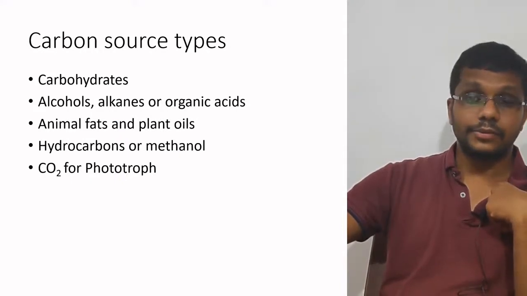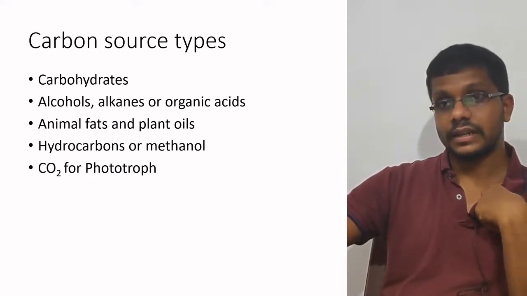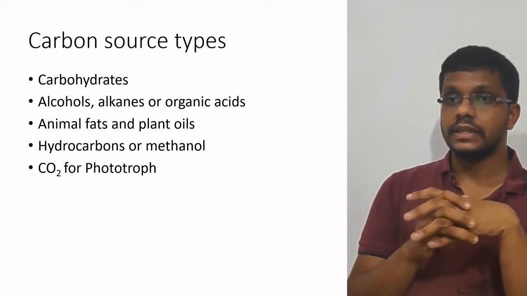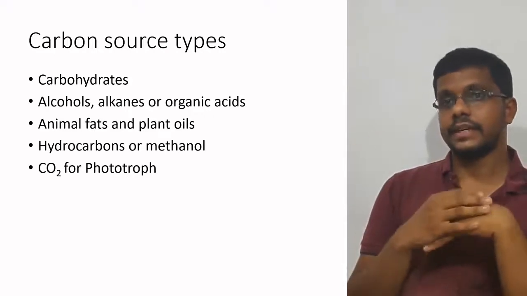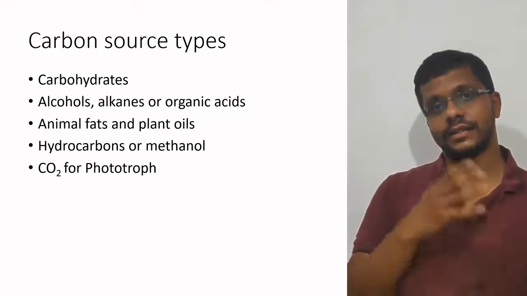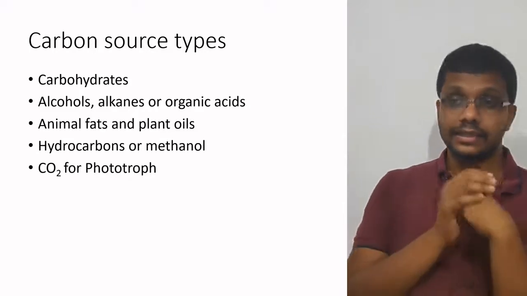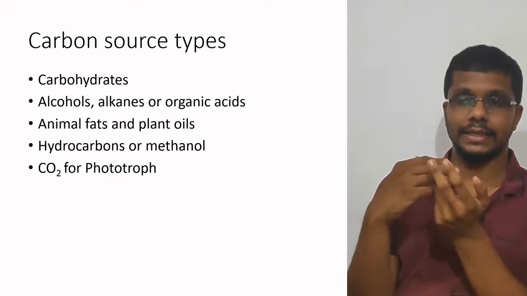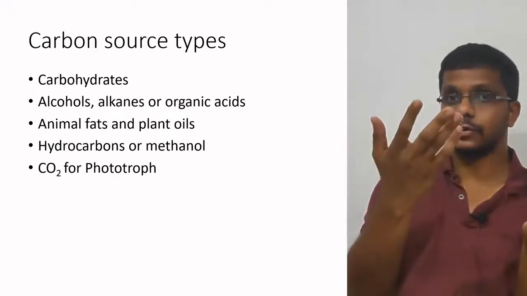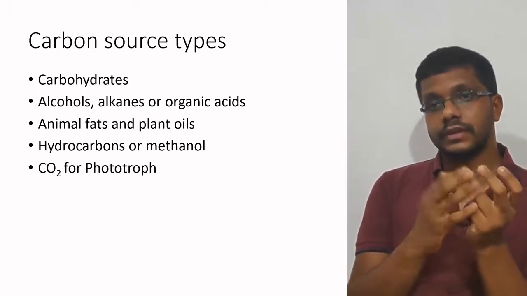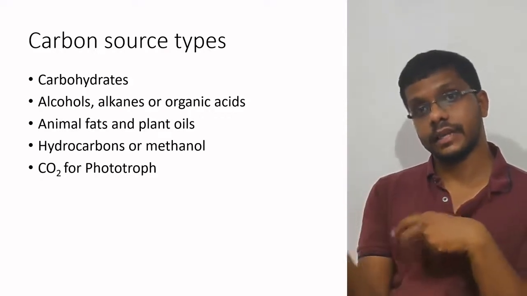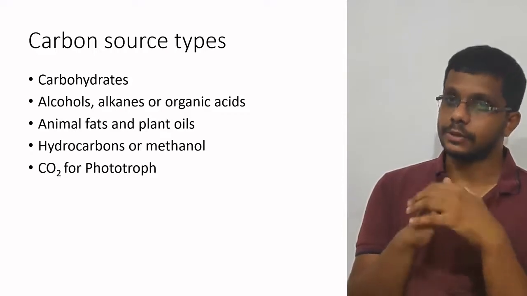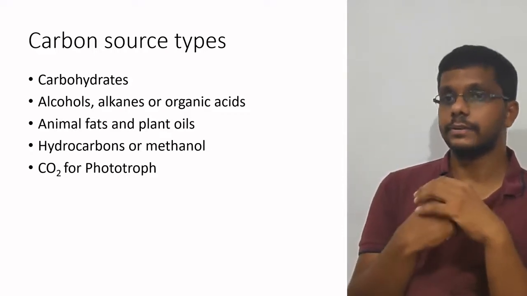There are different types of carbon sources available. A wide variety of carbon sources can be used, which includes carbohydrates: monosaccharides, disaccharides, trisaccharides, polysaccharides, etc. We can use glucose as a carbon source, which is a monosaccharide. Sucrose and lactose are disaccharides. Then we can use starch, maybe cellulose, etc. So carbohydrates are very good carbon sources.